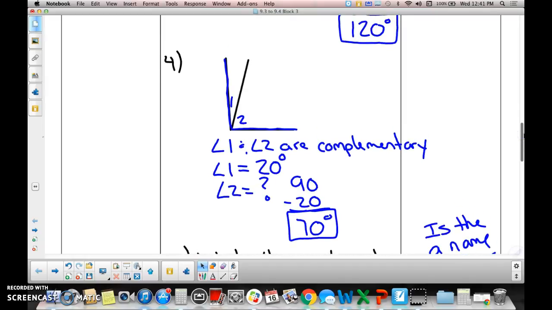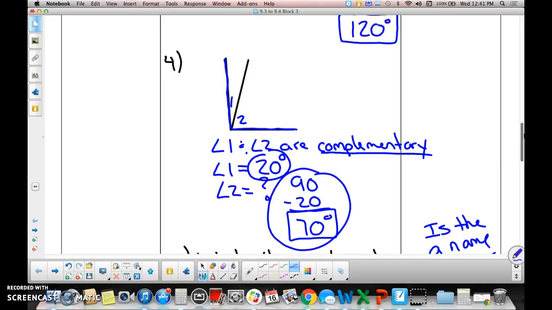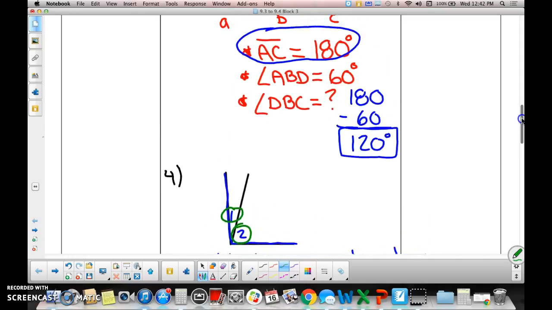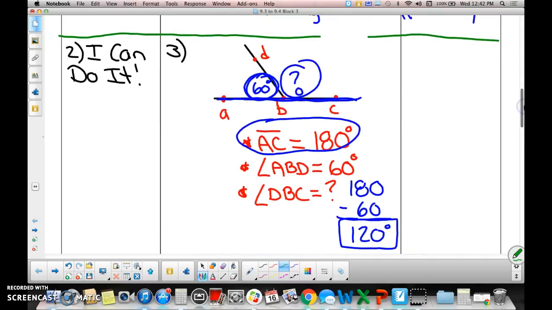We have angle 1, we have angle 2. We knew angle 1 was 20. So we subtracted 20 from 90 since I asked you to do a complementary angle, and we got 70 degrees, right? Notice that on number 4, we called this angle 1 and we called this angle 2. Did you guys notice that? And notice that if I slide up to number 3, I didn't call them angle 1 or angle 2.